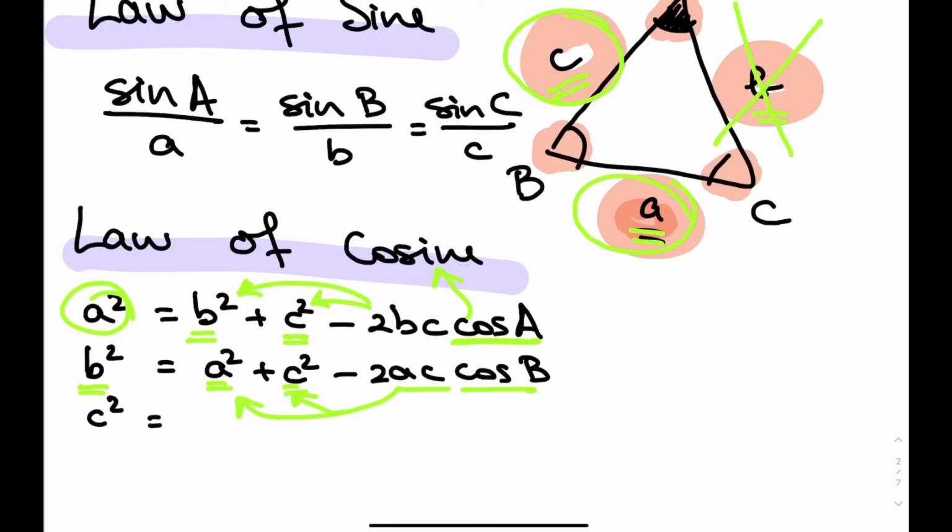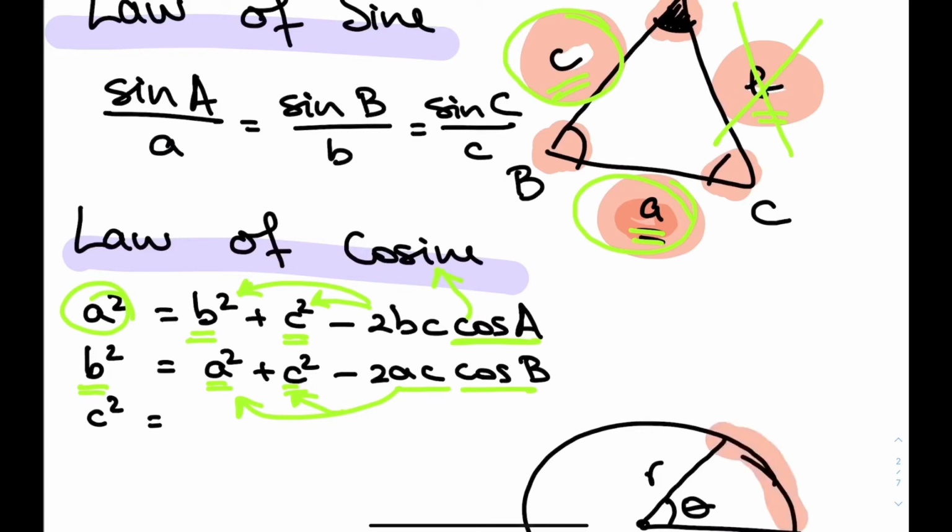Alright, now let's talk about the circle. So here we have the circle, okay, and this is the diameter, the angle, arc length. So we will first calculate the arc length, this one, which is equal to r times the angle. This is the formula.